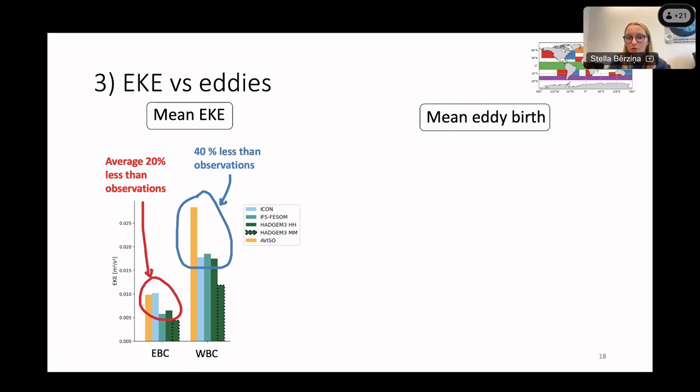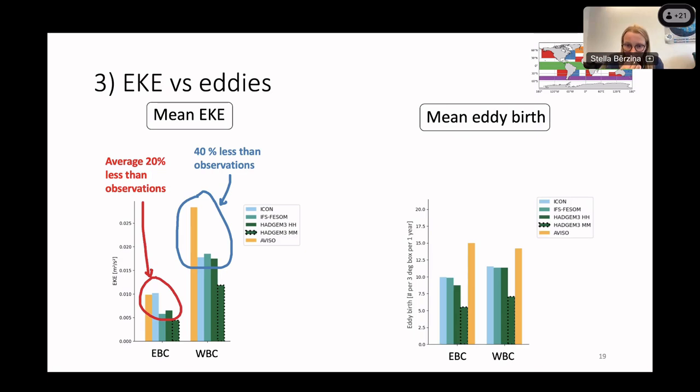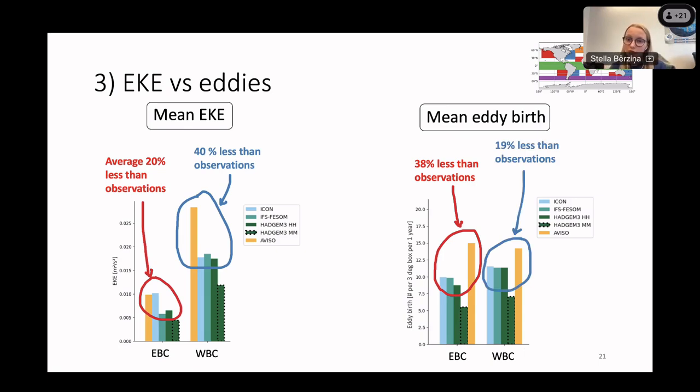I just chose eddy birth. And here you can see the mean eddy birth for all models and observations. And what you can see, interestingly, is that now in eastern boundary currents, there are 38% fewer eddy births than in observations. But in the western boundary currents, the difference between observations and the high resolution models is only 20%.